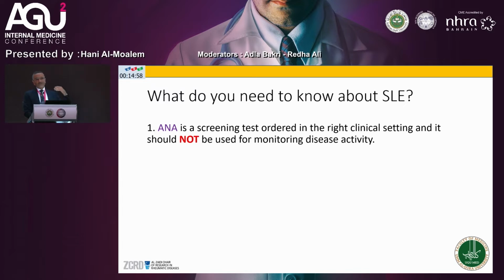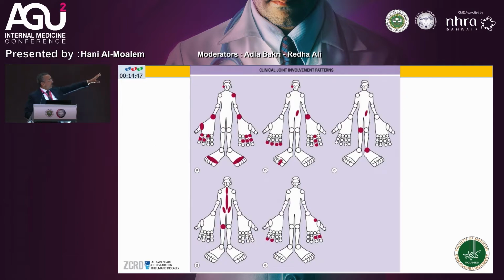ANA, as we said, is a screening tool for someone with suspected lupus in the right clinical setting and should not be used in monitoring disease activity. As you all know, this is a common presentation for all arthritic disorders that we are dealing with in our daily practice. And the first one is the classical lupus presentation. It's a rheumatoid-like presentation where you can see the joints affected: the wrists, the MCPs, the PIPs, rarely the DIPs. The DIPs are almost never involved in RA, and the MTPs. So this is a classical clinical presentation of lupus.